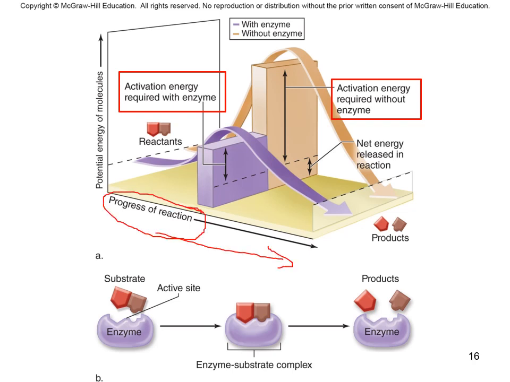So here on my little diagram, I have two scenarios. I have activation energy without an enzyme. As you can see, quite a high peak that we have to go through. And the purple one is significantly shorter because that is going to have the use of an enzyme, which will automatically lower the activation energy that the cell has to put into it for the reaction to occur.